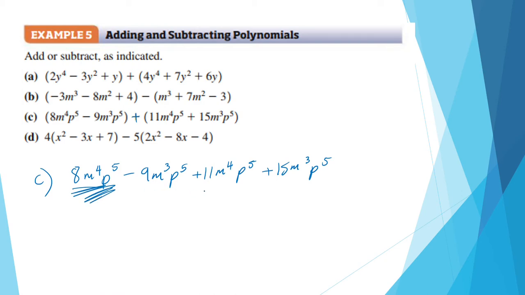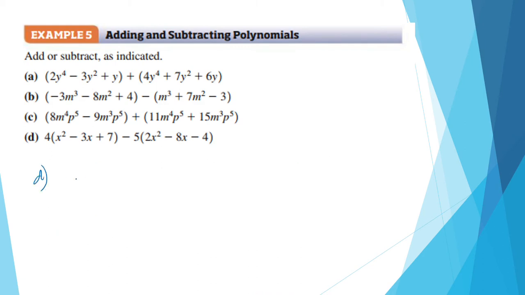This is m to the 4th, m to the 4th, and they both have a p to the 5. So these two can be added. 8 plus 11 is 19m to the 4th, p to the 5th. m cubed p to the 5th, m cubed p to the 5th. These two have the same variables and exponent, so it's okay to add these two. So we're going to get 6m cubed p to the 5th.